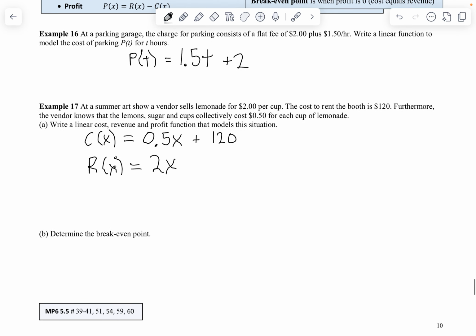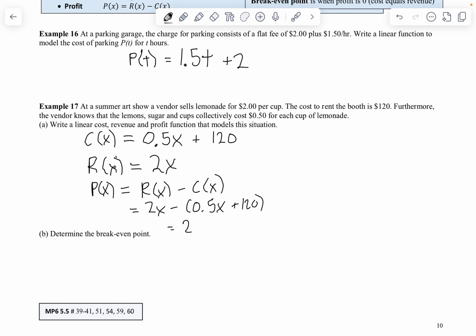Okay, let's try this. Profit. Okay. Profit is found by taking the revenue and subtracting the cost, right? And we do that by taking the revenue function, which is 2x, and subtracting the cost function. Oopsies, need a parentheses there. Minus the cost function, which is 0.5x plus 120.